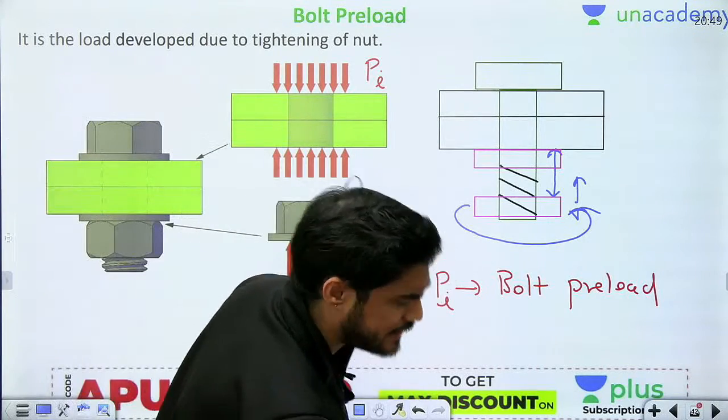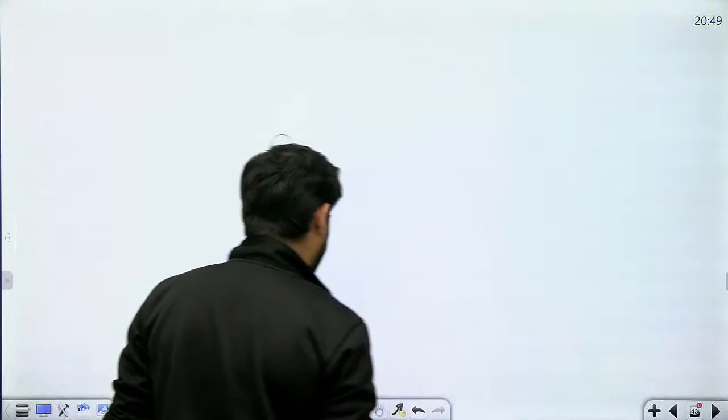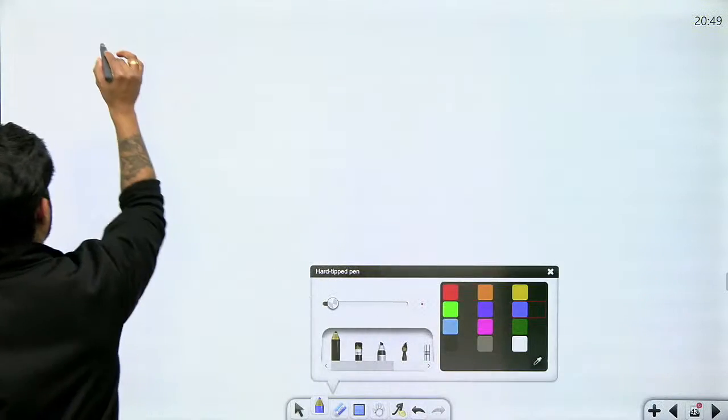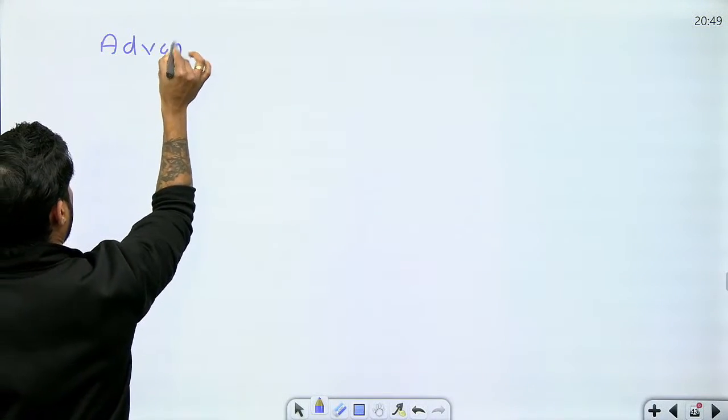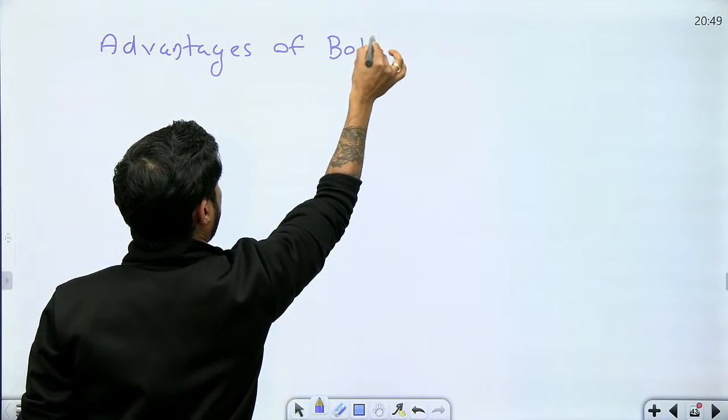So I hope you understand this point. Bolt preload is important. Okay. So beta, there are two advantages of bolt preload. Two very important advantages of bolt preload.